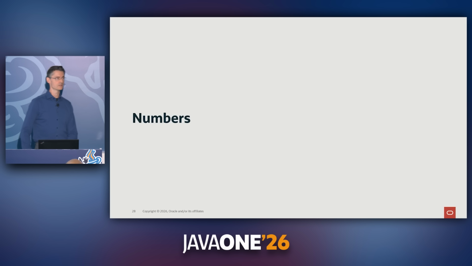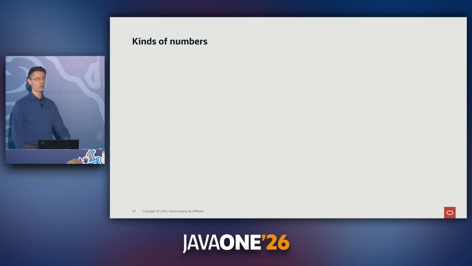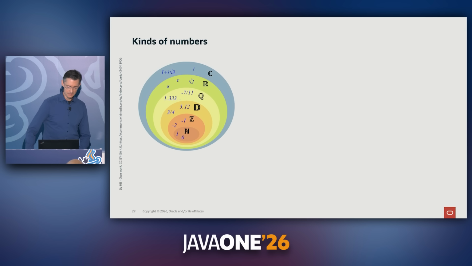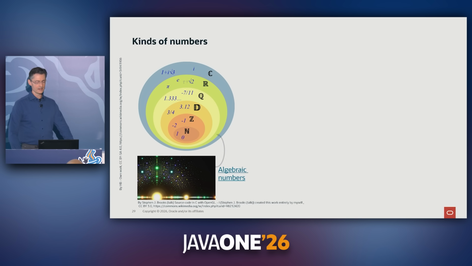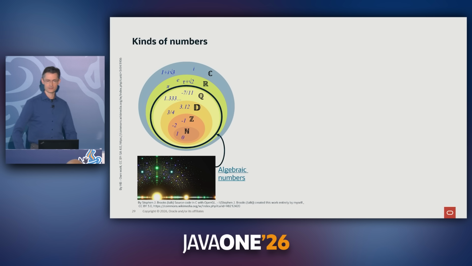Now let's take a look at numbers. So as an algebraicist, numbers are very interesting. One of the great things about numbers is there are so many different kinds of them. A lot of people see integers, rational numbers, reals, and complex numbers when they're getting started, like in high school, but that's just the beginning. In fact, there are things called algebraic numbers that are between rational numbers and real numbers.